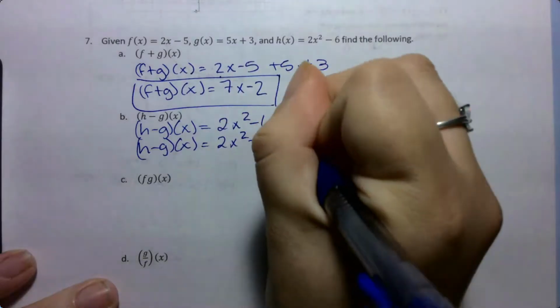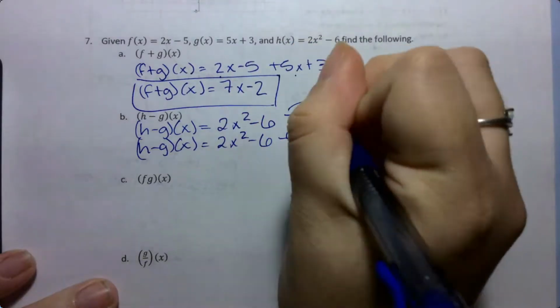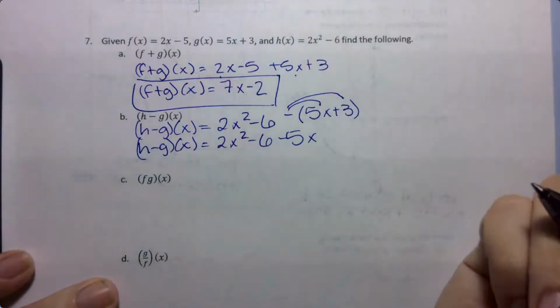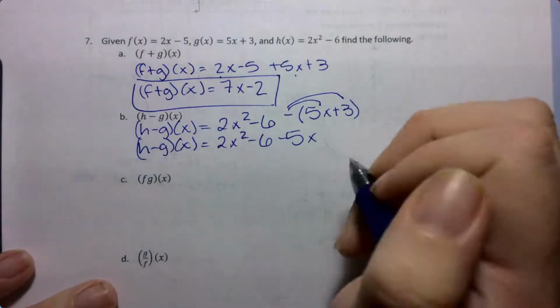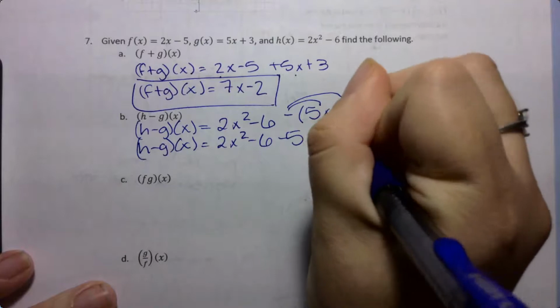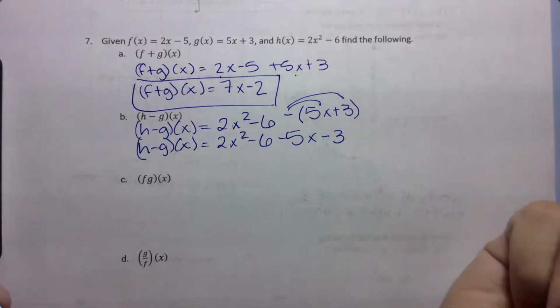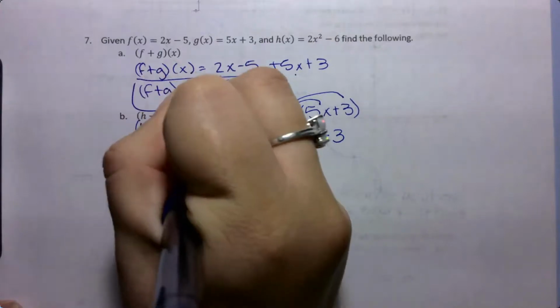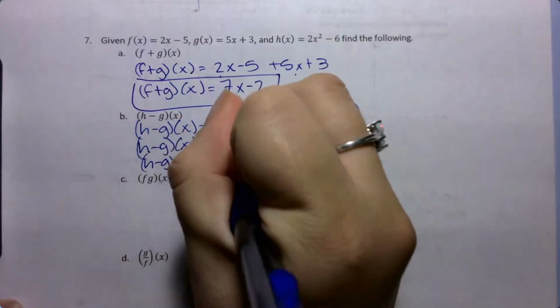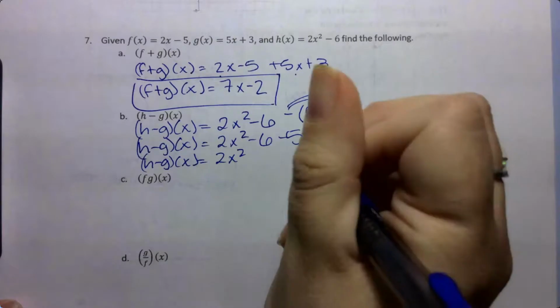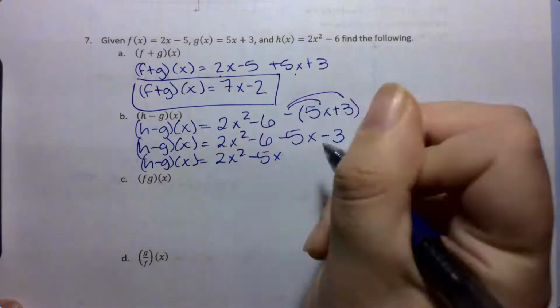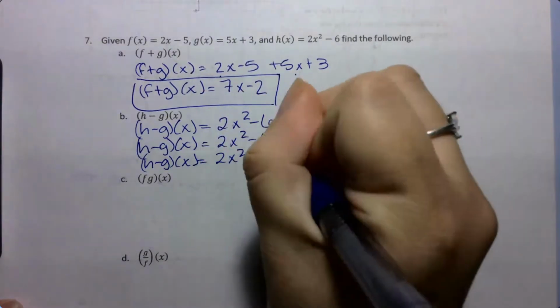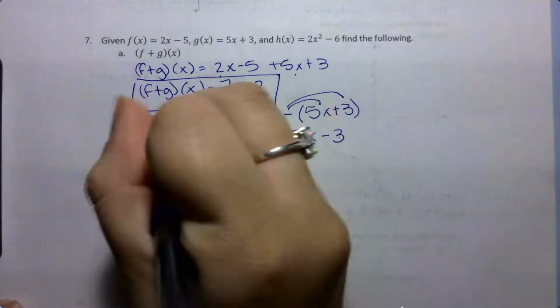So that's going to give me -5x. And I want to be careful, I saw this on the quiz, to remember to distribute to my second number. It gives me -3, or my second number to make it negative. Then I'm going to have h minus g of x equals 2x squared minus 5x, because there's nothing to combine there. And then I have -6 plus -3, which gives me -9.